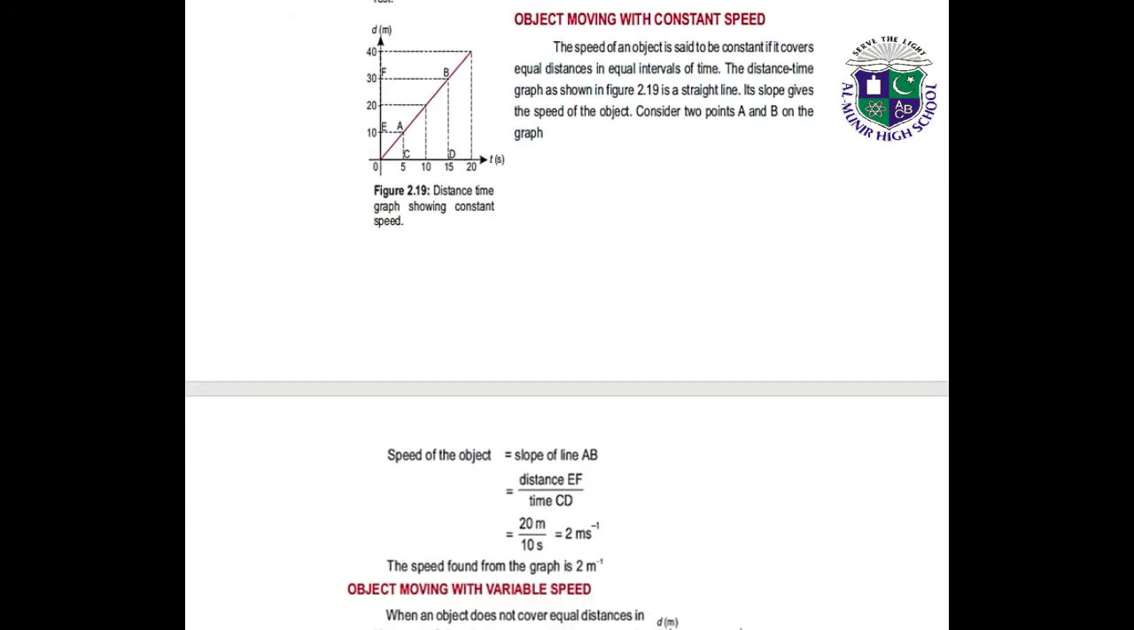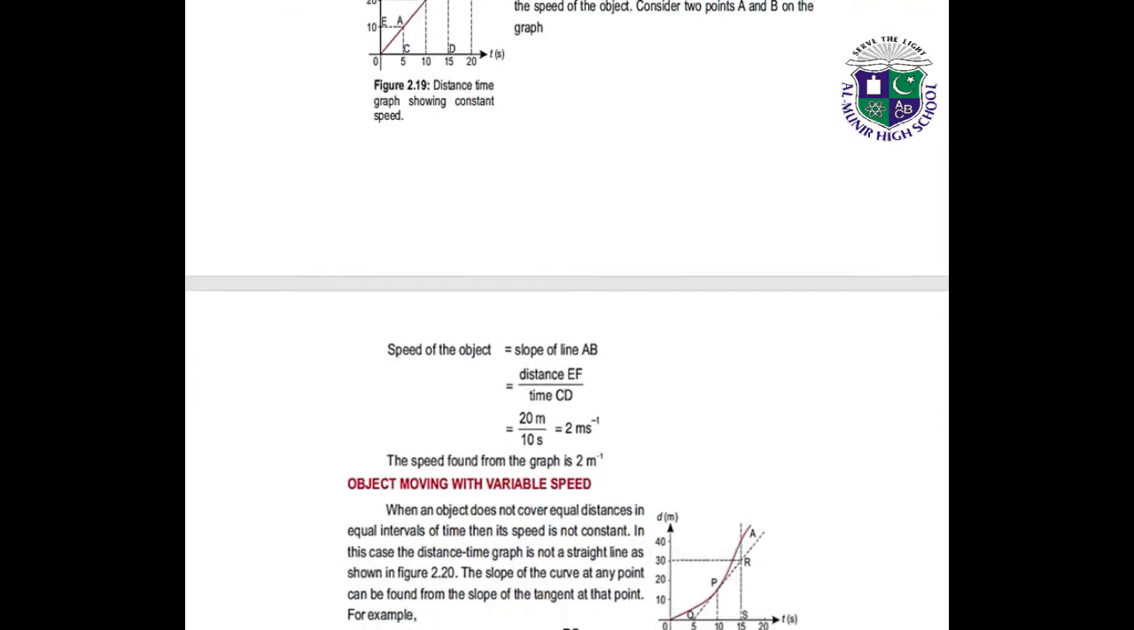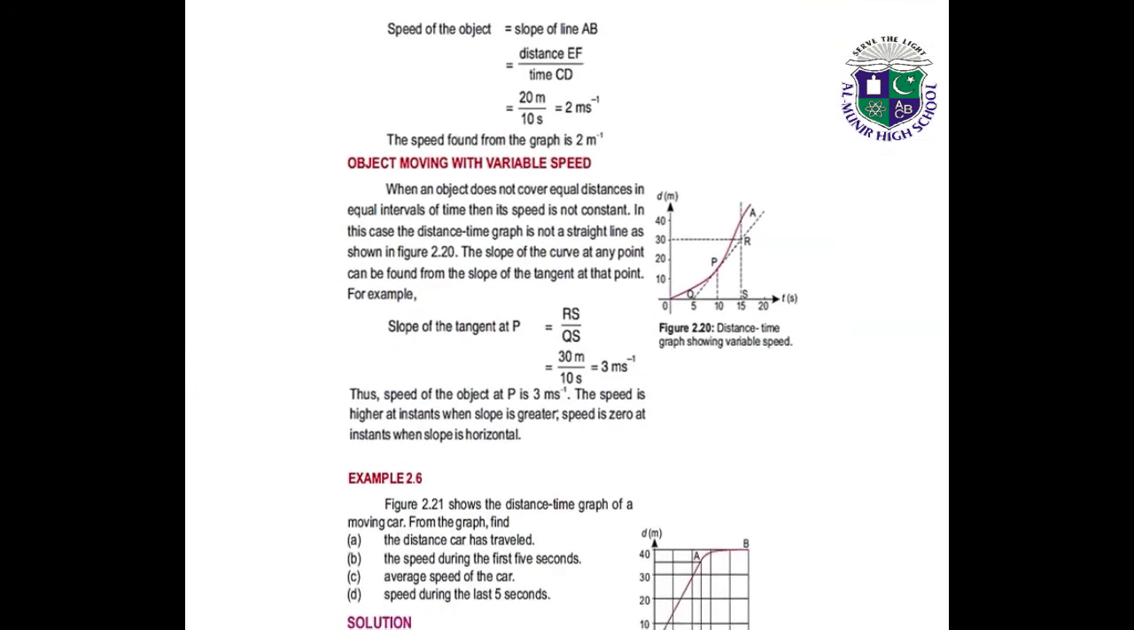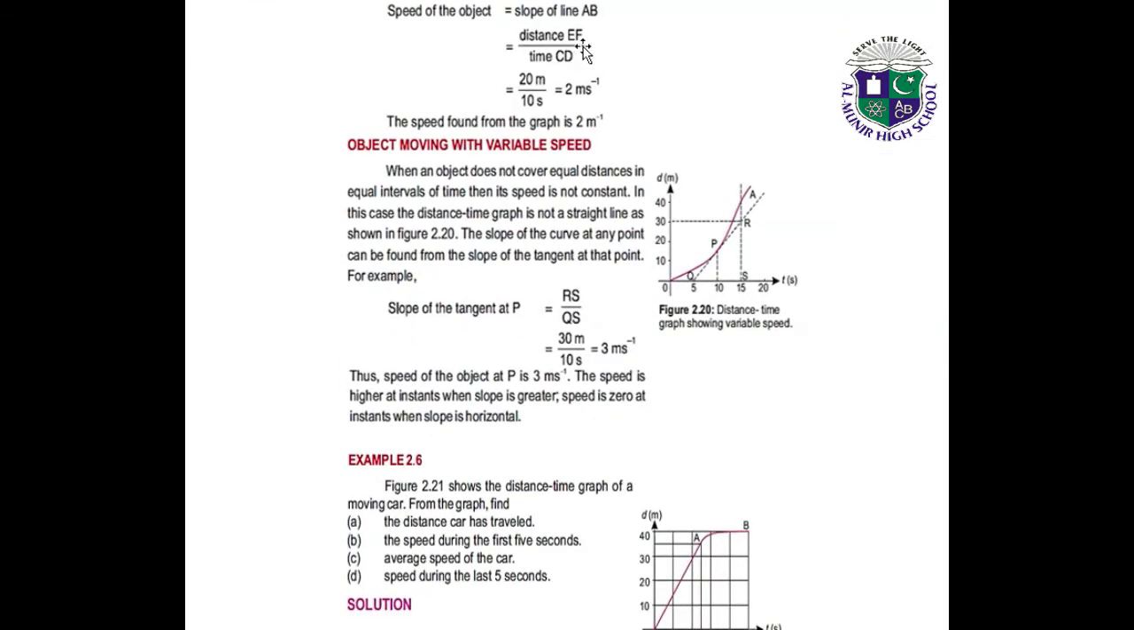The speed of an object is said to be constant if it covers equal distances in equal intervals of time. The distance time graph as shown in figure 2.19 is a straight line. Its slope gives the speed of the object. Consider 2 points A and B on the graph. So the slope of the line AB represents the distance EF and the time CD. By putting the values we will get the speed, which will be 2 meter per second.